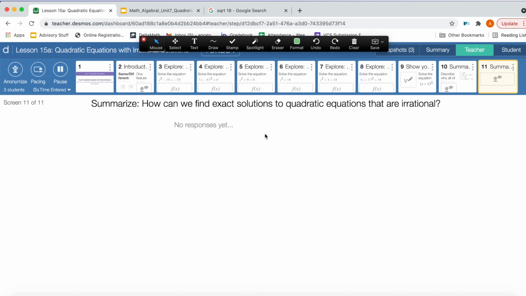Okay, so in summary, this lesson really focuses on having students start to think about how they can represent irrational solutions of quadratic equations. So when you're having your summary conversation, that's something you're going to want to focus on and feature, and think about those different representations.